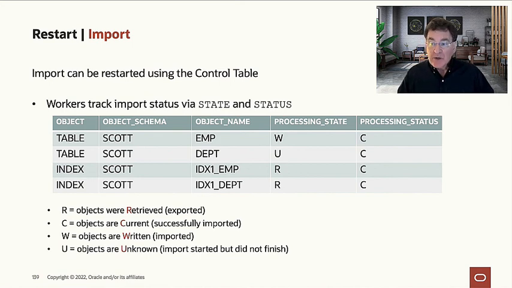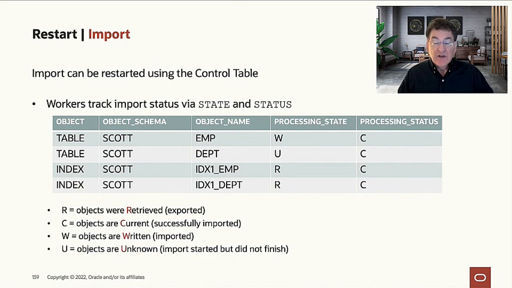The value W in the state field indicates that the table scott.emp is written and imported, and the value C in the status field indicates that the objects are current or successfully imported. The value U, or unknown, in the status field for the table scott.department indicates that the import started but did not finish. When data pump import restarts, it looks for a row with the value U in the status field and continues with that object.